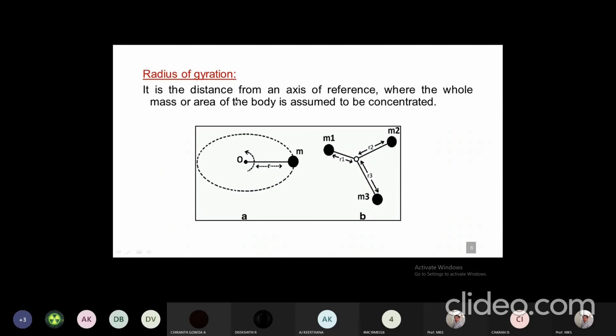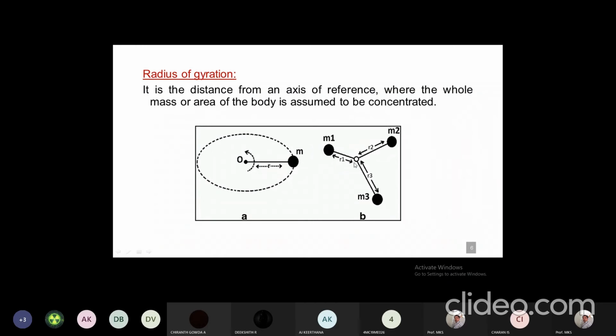So it is defined as the distance from an axis of reference where the whole mass or area of the body is assumed to be concentrated. We call this the shortest distance or least radius of gyration. For mass 1, it is at a distance R1, which is the least distance. So we call it the least radius of gyration.